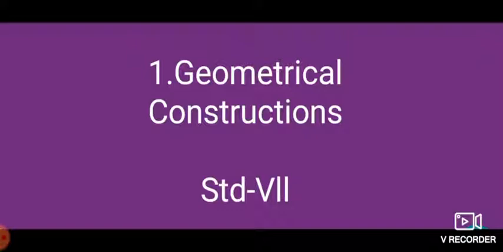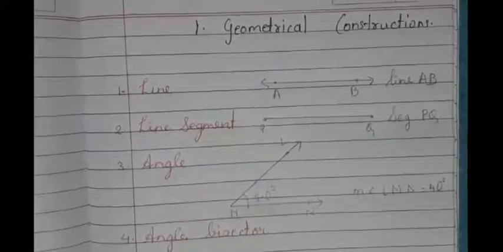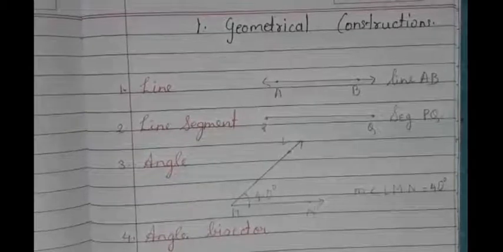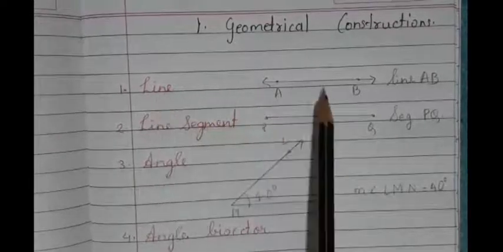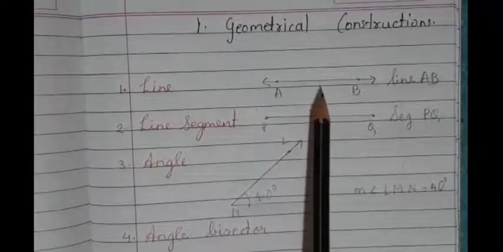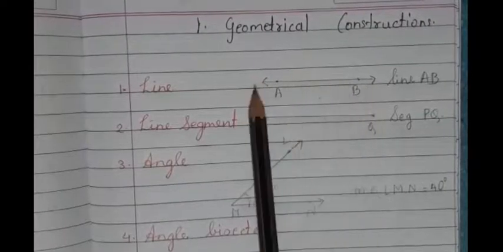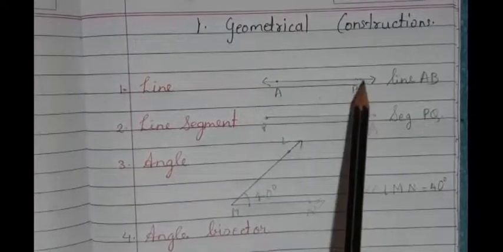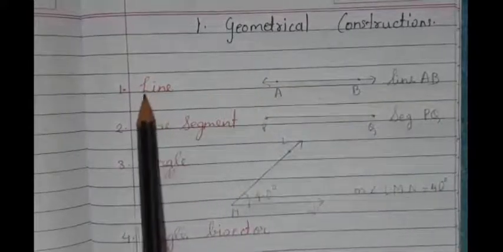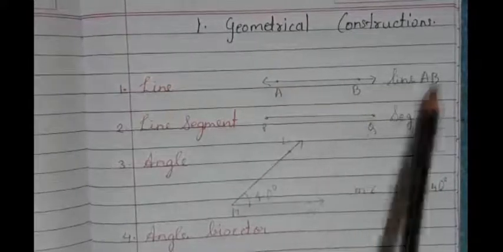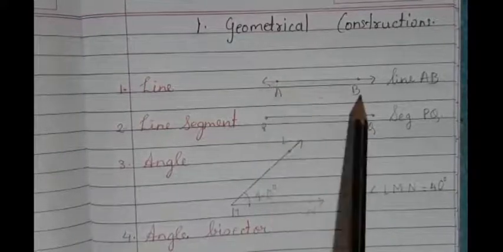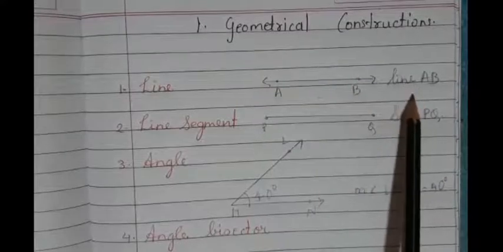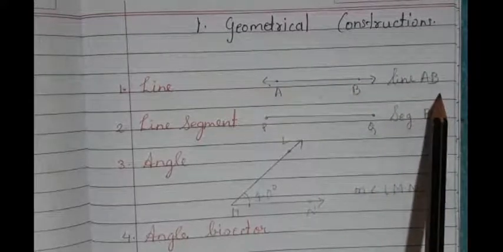Okay, so let's start. Let us recall some of the concepts of geometry that we have learned in standard 6. The first concept was a line. Here I have drawn a line. This figure has arrows at the ends. Yes, this tells us that the line keeps extending on both sides. I have labeled it A at this point and B here, and we name it line AB.